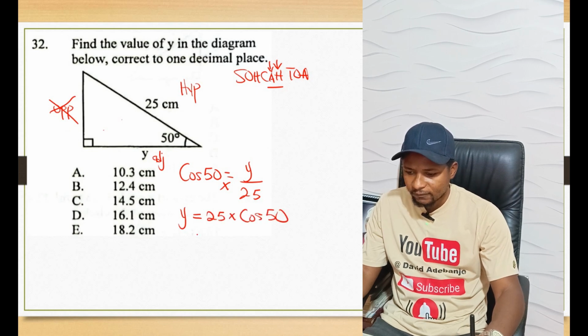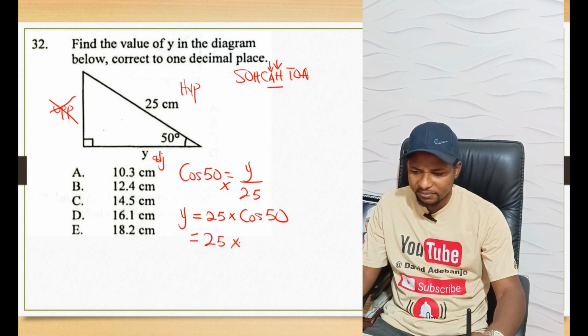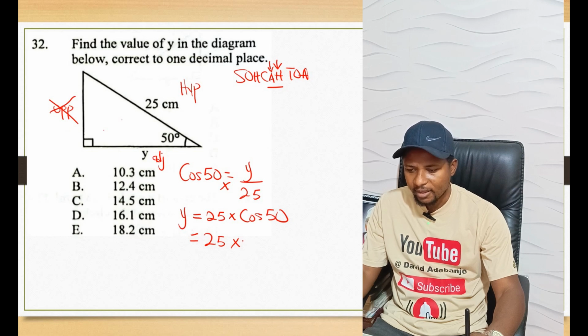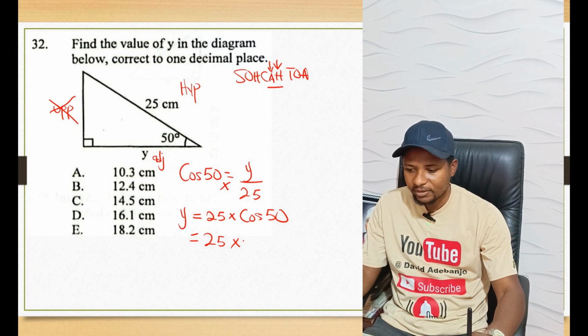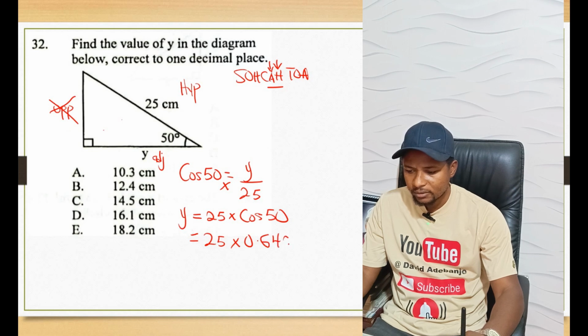Now you use a 4-figure table to find cos 50, which they will provide, and they even allow you to use a calculator to write BECE now. During my days we didn't, so we had all of this in our head. For cos 50 you use the 4-figure table. So cos 50 is 0.6428. So you multiply 25 times 0.6428.